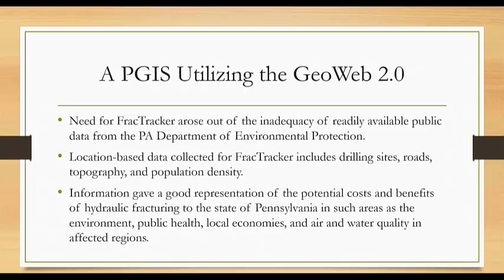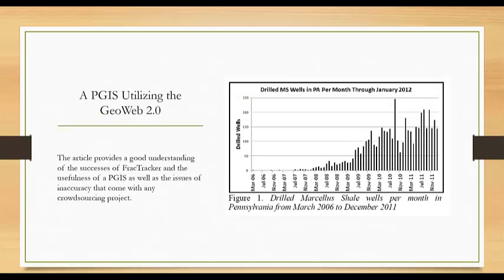The information on FracTracker gives a good representation of the potential costs and benefits of hydraulic fracturing to the state of Pennsylvania in such areas as the environment, public health, local economies, and air and water quality in the affected regions. This article provides a good understanding of the successes of fractracker.org and the usefulness of a participatory GIS, as well as the issues of inaccuracy that can come with any crowdsourcing project.